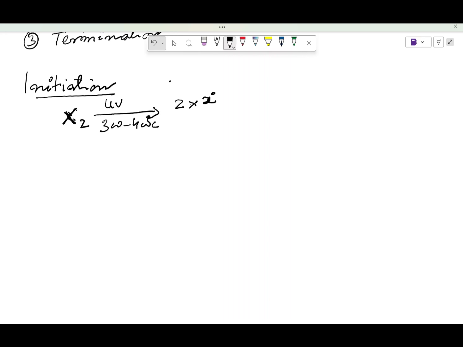Now, once the free radical is generated, it becomes a highly reactive species. That's why it is highly reactive. Therefore, it cannot live for a long time. That's why it will react with the other molecules. Therefore, that is the first step. Then the second step is the propagation step.